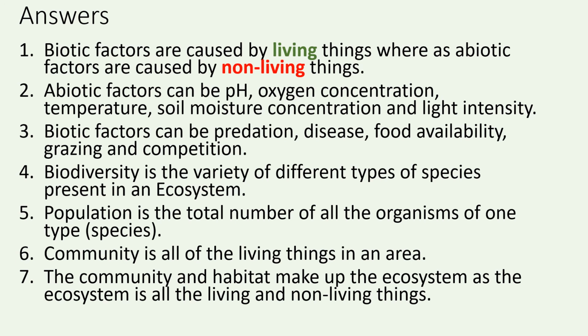For 4, biodiversity is a variety of different types of species present in an ecosystem. For 5, population is the total number of organisms of one type, or you could have used the word species instead of one type. And for 6, community is all of the living things in an area or ecosystem. And then for 7, the community and the habitat make up the ecosystem, as the ecosystem is all of the living and non-living things. So well done if you managed to get all 7 questions correct. If not, then you need to go back to the start of the video and watch it again.